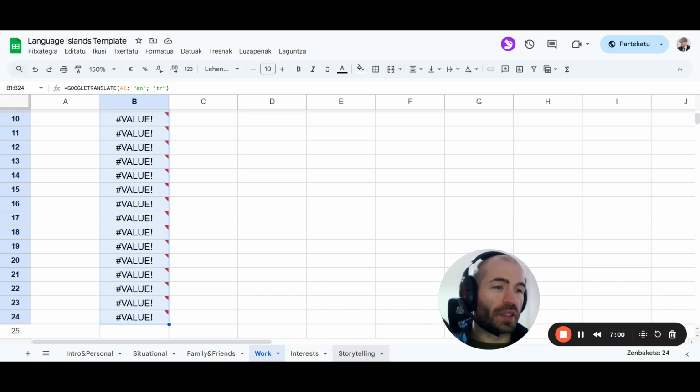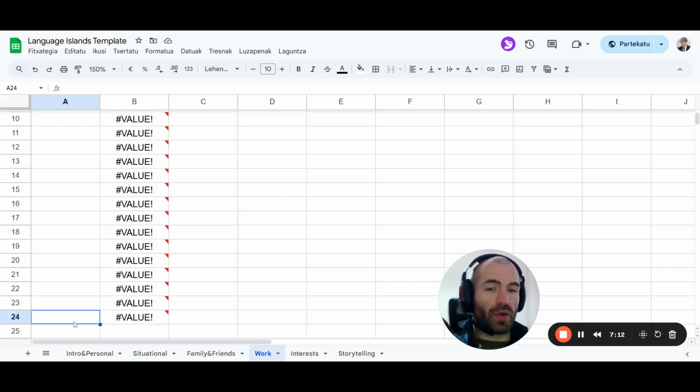category. Although storytelling is probably much less useful than personal information, situational. Like these are the most useful. So maybe you can write more here. But again, there's no exact number. The more you learn, the more sentences you learn for each one of them, the better.